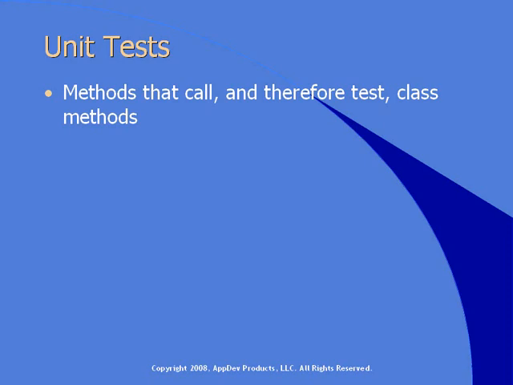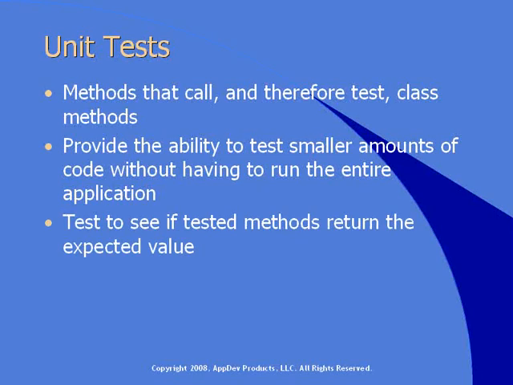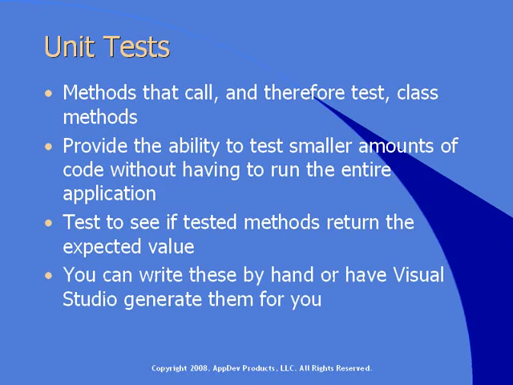You could write a test harness, which is an application, and then call those methods. You could run the entire application that's going to use those. But a unit test is a method that calls one other method. Therefore, you can test more discrete units of code without having to run the entire application. And in a unit test, you're going to call the methods and then check to see if they return the expected value. Well, you've always been able to write these types of tests by hand, but now you can have Visual Studio generate them for you.